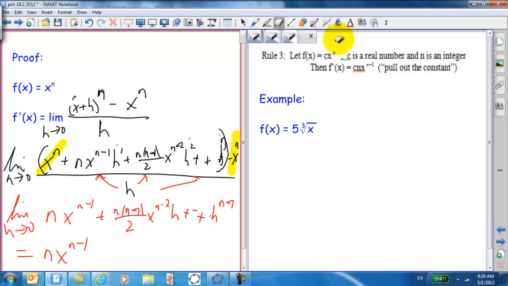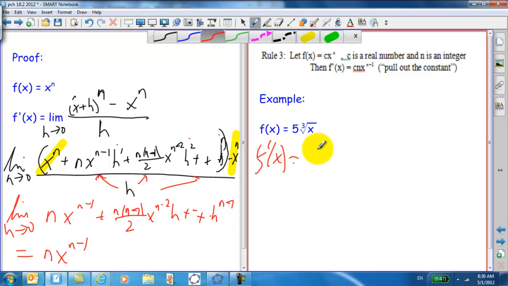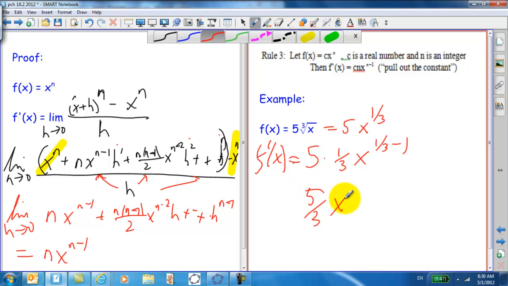Okay, so let's apply it here. So for the derivative now, f prime of x, the constant comes along for the ride. You might want to first think of a cube root of x as x to the 1/3. Now we can write it as 1/3 x to the 1/3 minus 1. So it's 5/3 x to the negative 2/3. You can stop there.